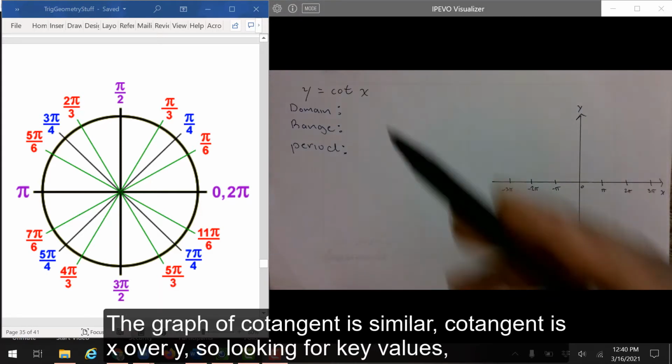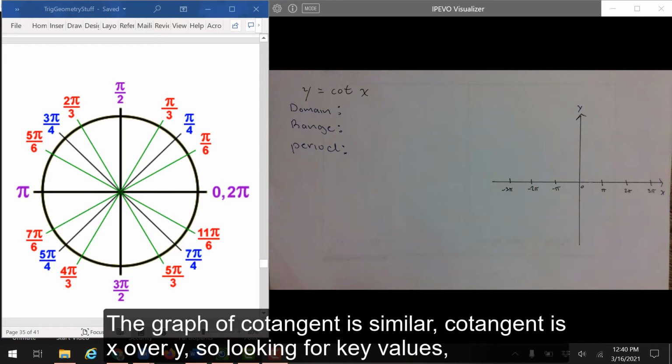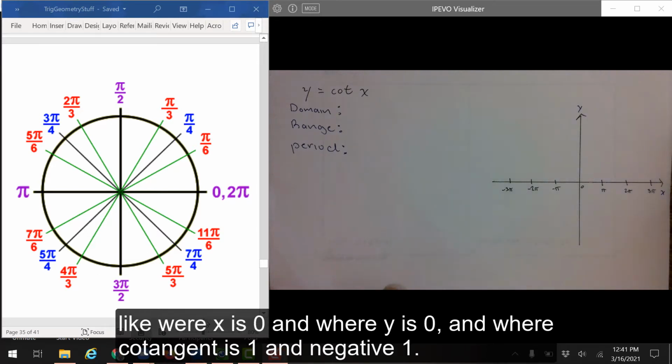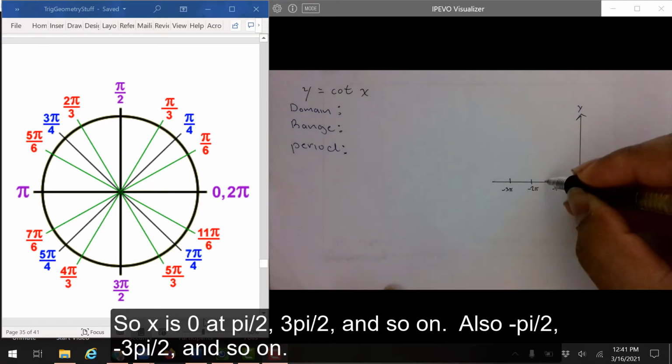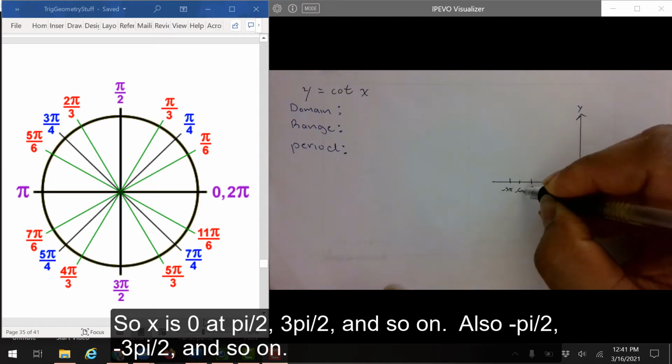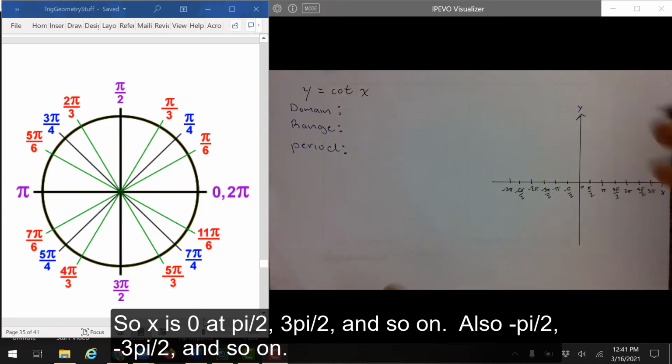The graph of cotangent is similar. Cotangent is x over y, so looking for key values, like where x is 0 and where y is 0, and where cotangent is 1 and negative 1. So x is 0 at pi over 2, 3 pi over 2, and so on. Also, negative pi over 2, negative 3 pi over 2, and so on.